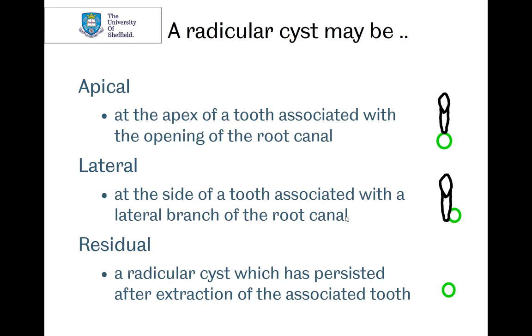On occasions, when the tooth is extracted but the cyst is not removed, and then it's left to heal, you can get what is called a residual cyst. And so this is just a radicular cyst which is still there after the extraction of the associated tooth. Now, that may still continue to grow and expand because of the tendency of cysts to accumulate fluid. Just because the main inflammatory driver is removed, that is the tooth removed, doesn't mean that the cyst will just disappear. Even a residual cyst can continue to grow and expand.